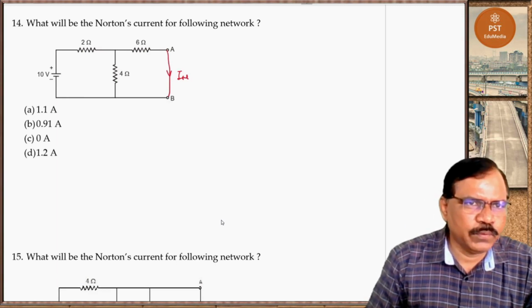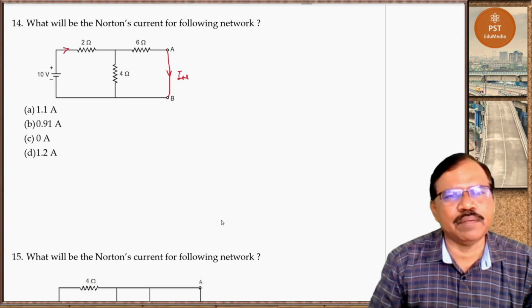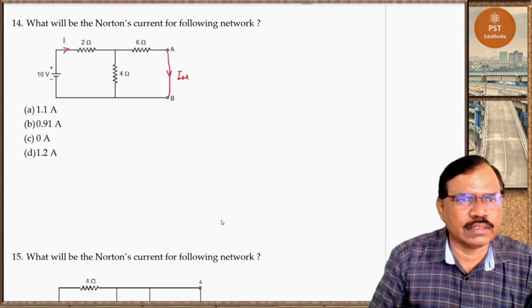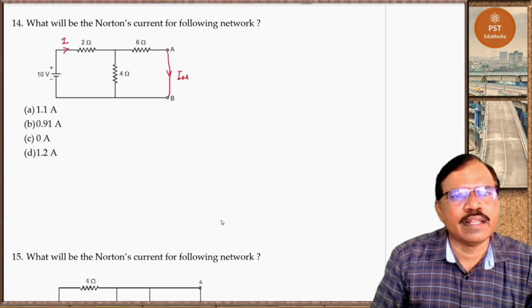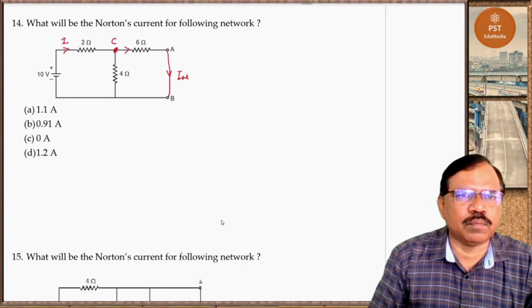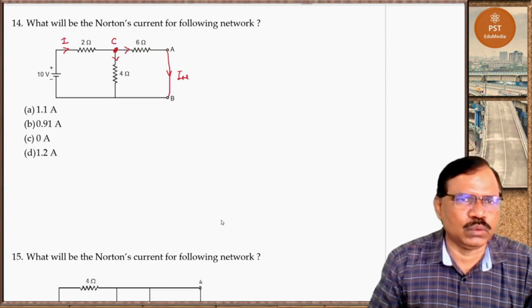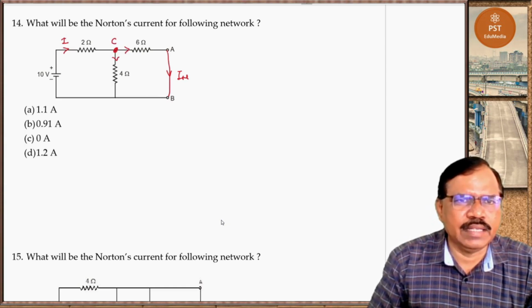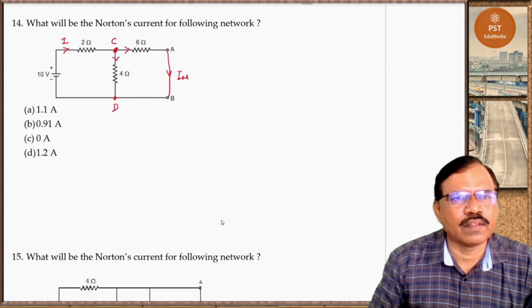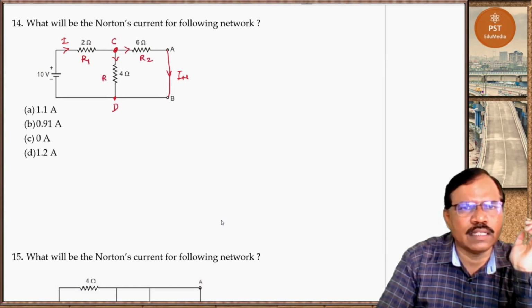Now if we see this from the battery of EMF 10 volt, current will flow. Let us take that current as I. That current comes at this point. Let us call this point C. Now it is divided into two parts because there are two branches to go, and now they combine here at point D. So in the path of current, let us call this R1, this R2, this R3.